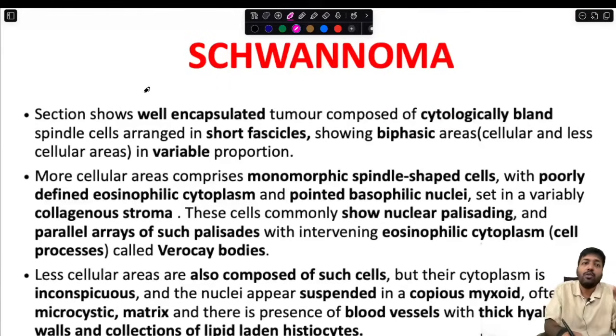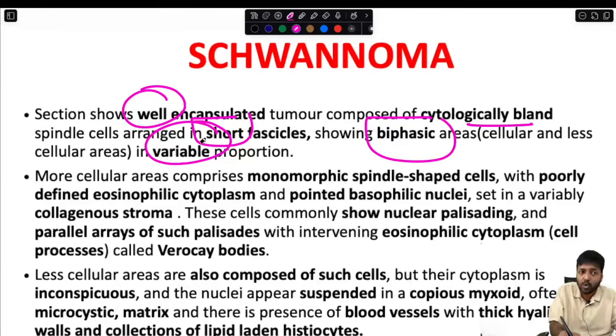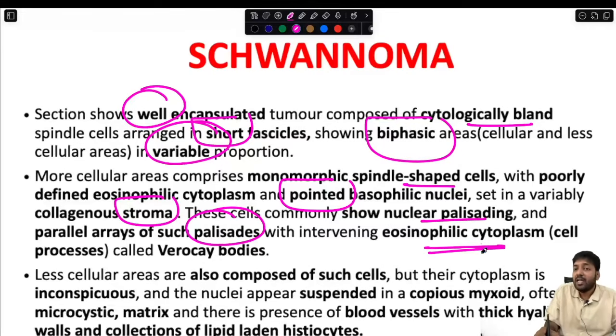So the section shows a well encapsulated tumor composed of cytologically bland spindle cells arranged in short fascicles showing biphasic areas, a cellular and a less cellular area, in variable proportion. Now the more cellular areas comprise monomorphic spindle shaped cells with poorly defined eosinophilic cytoplasm with pointed basophilic nuclei set in a variably collagenous stroma. These cells commonly show nuclear palisading and parallel arrays of such palisades with intervening eosinophilic cytoplasm.